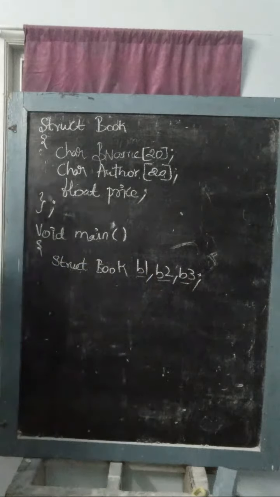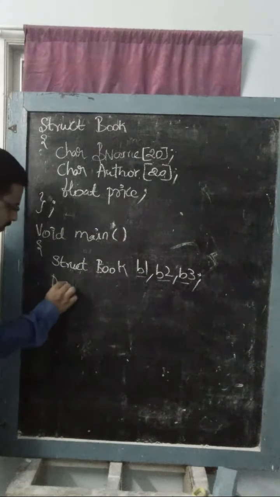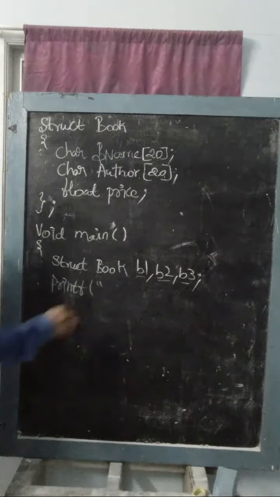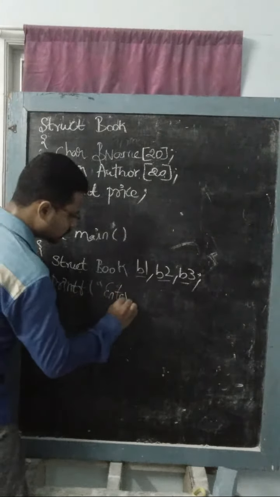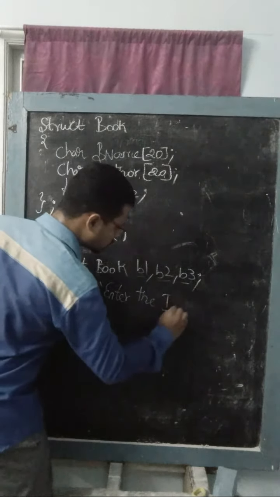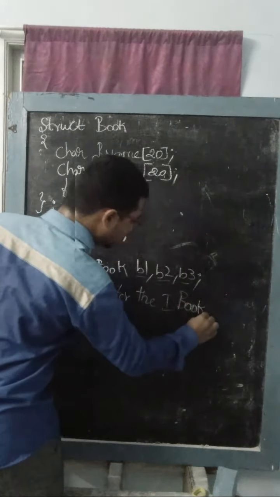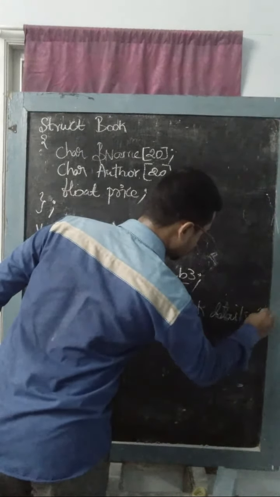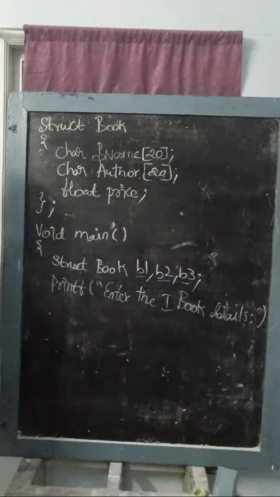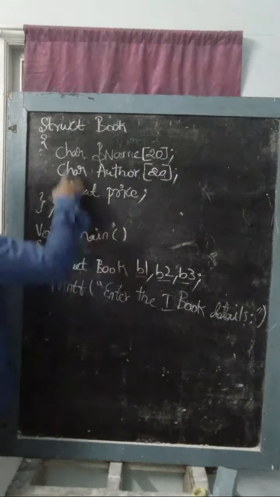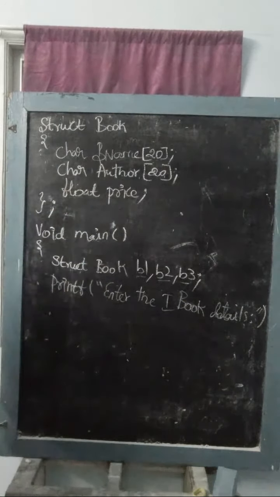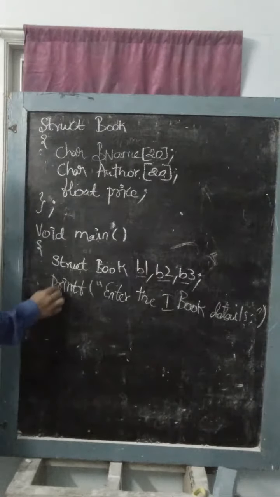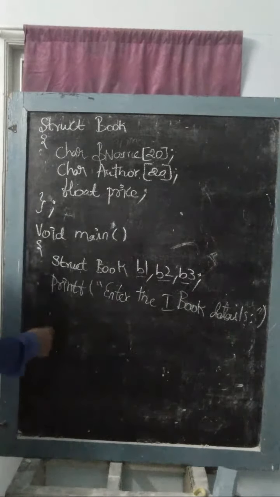If we created 3 objects, we can write the program for each and every object. So now we see printf, enter the first book details. With the help of B1, I can get the values of each and every book. So first I am just going to enter the first book details.